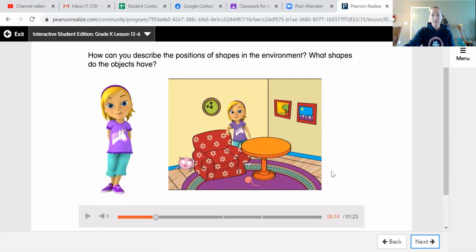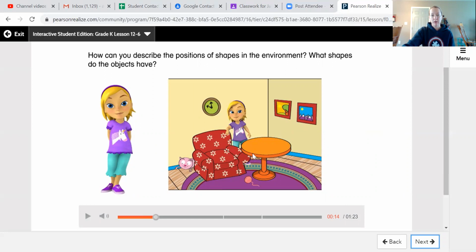All right, so what shapes do some of these objects have? Let's look at this clock up here. Think about it and tell what shape you see. I'm going to give you a minute to think about all these and then we'll come back and talk about them. Here are two pictures hanging on the wall. What shapes do you see on these pictures?